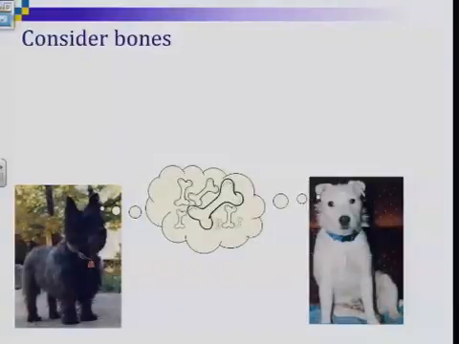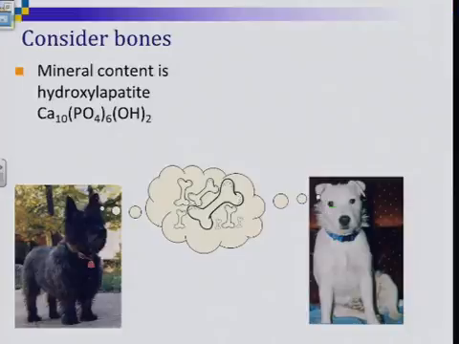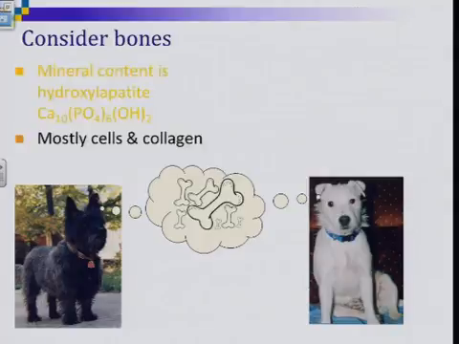So for this topic, we're going to consider bones. You probably never really considered bones much, but if you were a dog, you might. So the mineral content of a bone is a mineral we call hydroxylapatite with that chemical formula. Notice it contains calcium and phosphate. However, the mass of bone is mostly living cells and collagen, protein collagen.